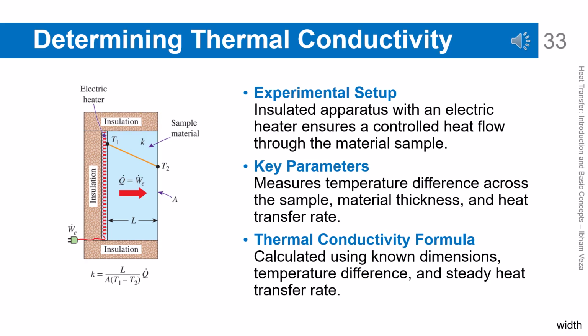Determining thermal conductivity. The thermal conductivity of a material can be determined experimentally under controlled heat flow conditions. By measuring the temperature difference, material thickness, and heat transfer rate, the conductivity value can be calculated. The system must be well insulated so that heat flows only through the test specimen. This approach shows that material properties can be obtained from experimental measurements. This method is very important for engineering material characterization.